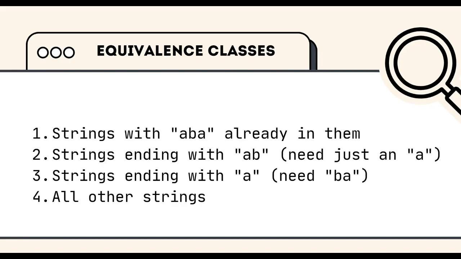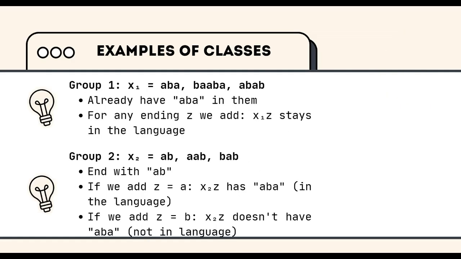For our language L sub 13, we can identify exactly 4 equivalence classes. We have strings that already have ABA in them, strings that end with AB and need one more A to make ABA, strings that end with A and need BA to make ABA, and lastly we have all other strings that don't have A or AB at the end.